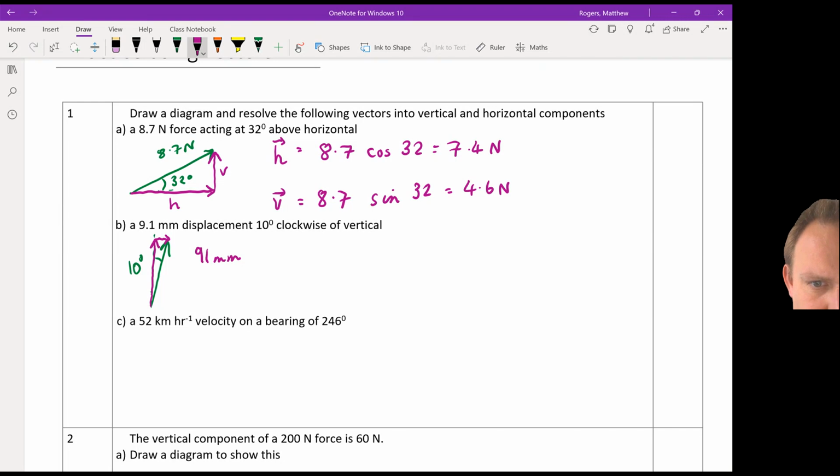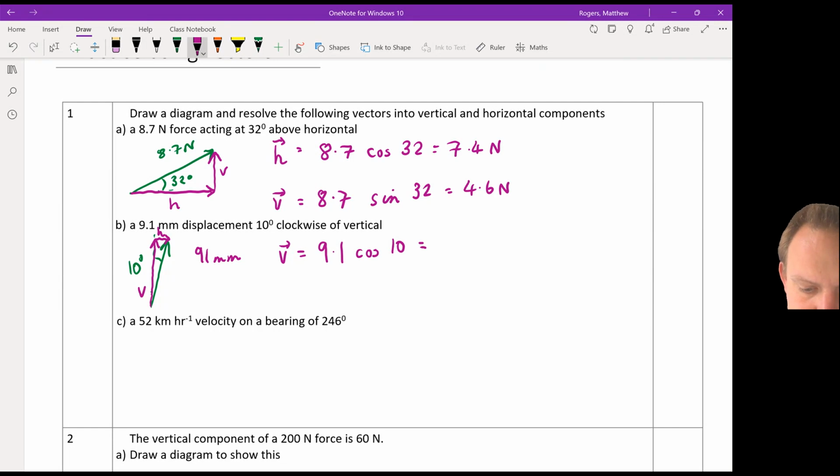The size of the vertical vector this time, we're doing it in a different order. The vertical vector is on the adjacent side. So this highlights nicely that we don't just automatically go to one of these functions for vertical. This time it's on the adjacent side, so we can see it's next to the angle. So that must be cos of 10.